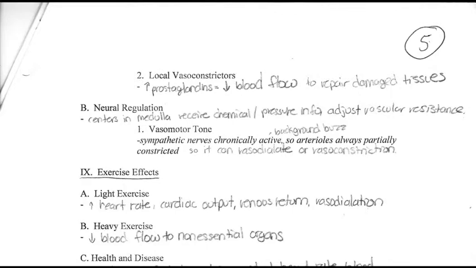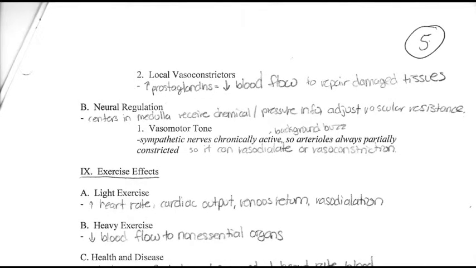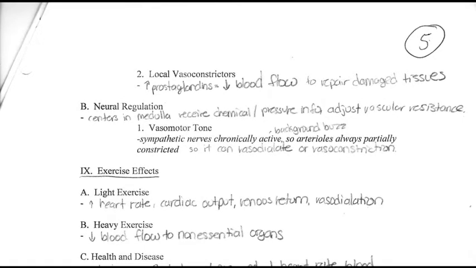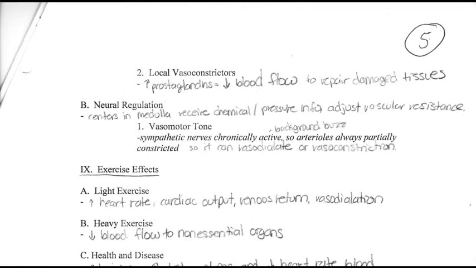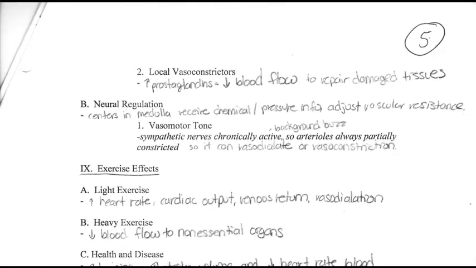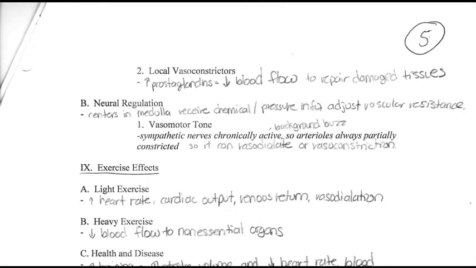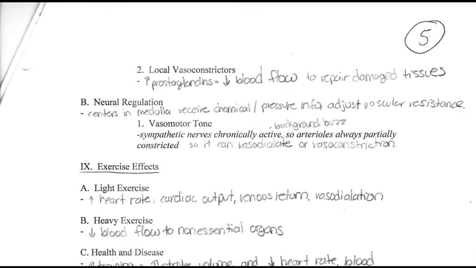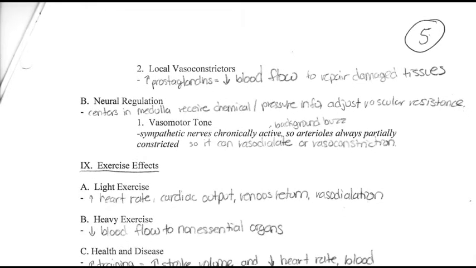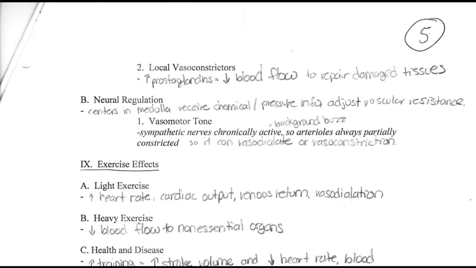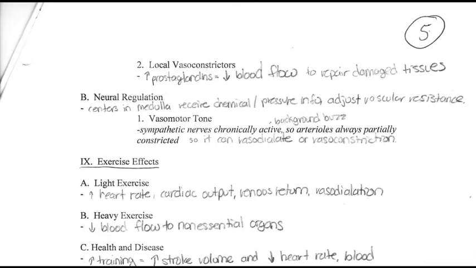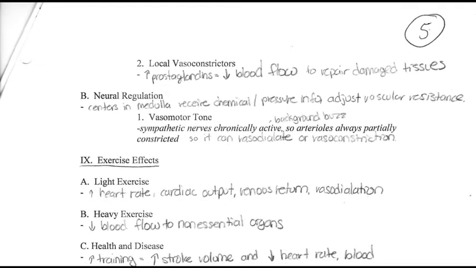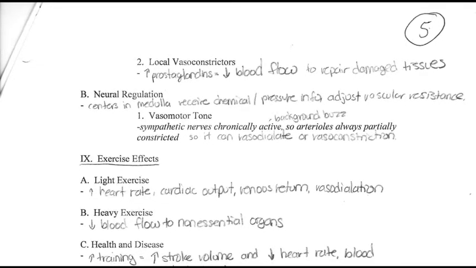Page 5. Also under autoregulation are local vasoconstrictors. Examples would include an increase in prostaglandins, and this would lead to a decreased blood flow to repair damaged tissues. Neural regulation. Centers in the medulla receive chemical and pressure information and adjust vascular resistance accordingly.